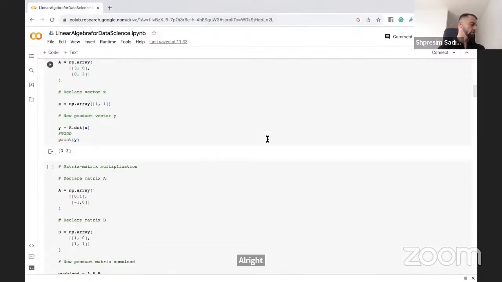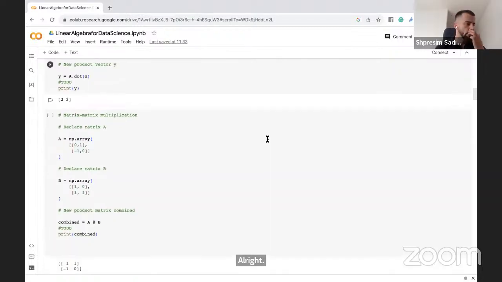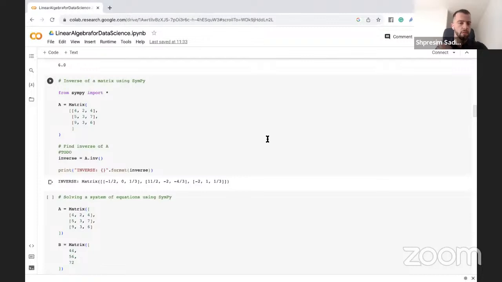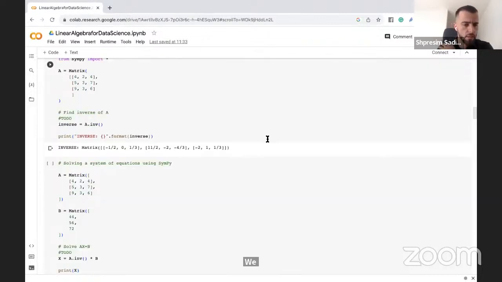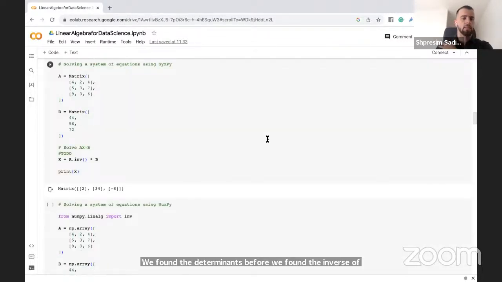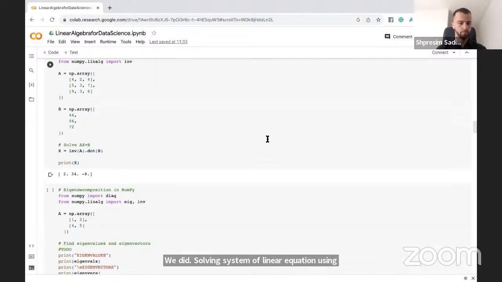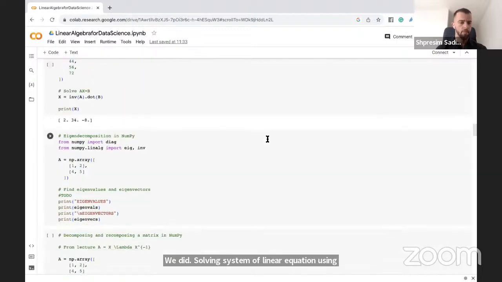So we left at: we found the determinants before, we found the inverse of the matrix. We did solving a system of linear equations using SymPy and NumPy. And then we have eigendecomposition.